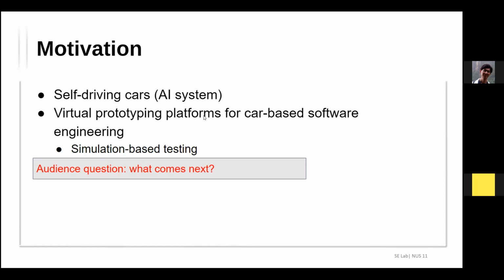Of course, once you have the simulation platform, then we have simulation-based testing. But once you have simulation-based testing, what comes next? What's the next step that we want to take after we can test it? This is the audience question. Does anyone want to try answering?